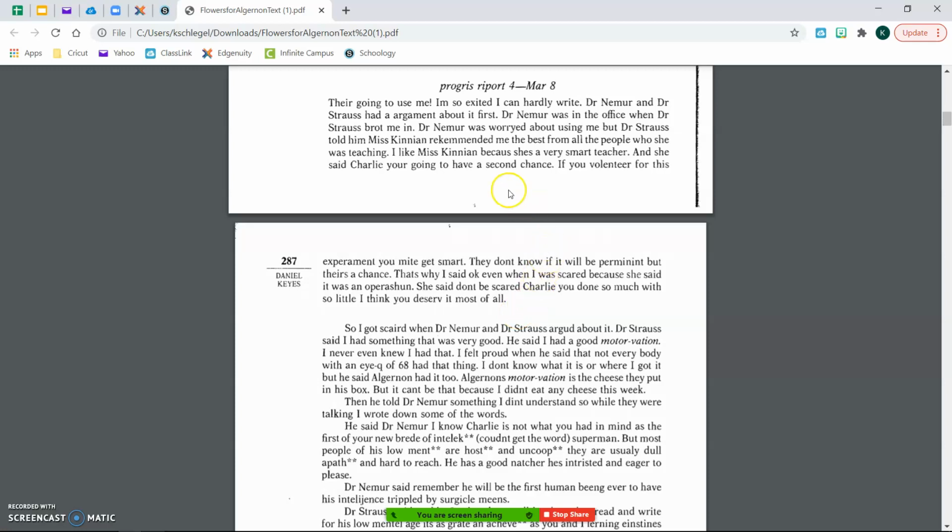So this is explaining how he became the perfect candidate for this operation to make him smarter, because he is so determined and so driven and he has that self-desire to become better.